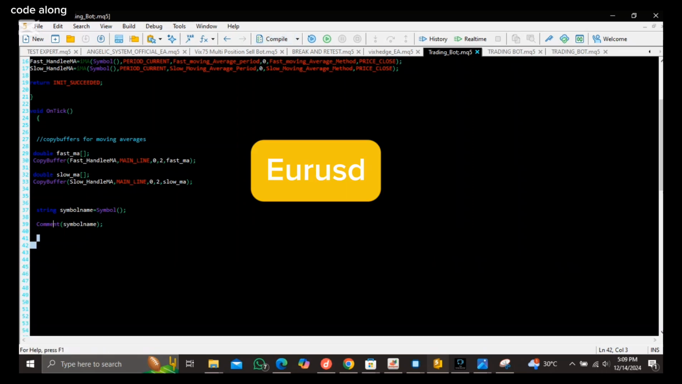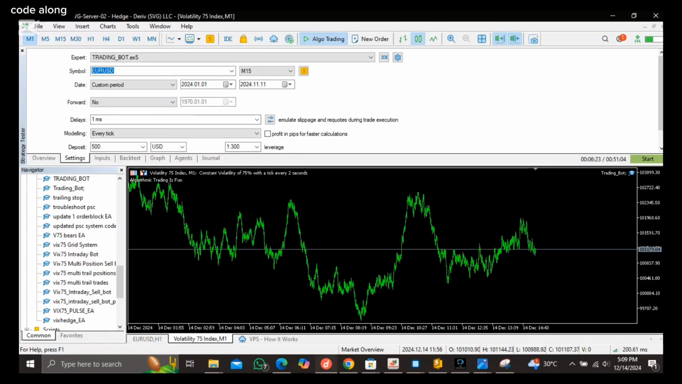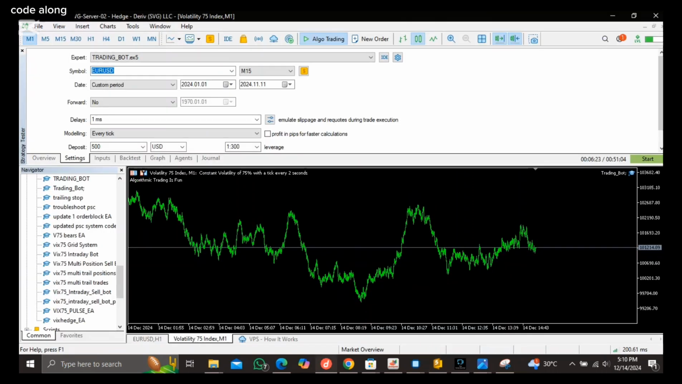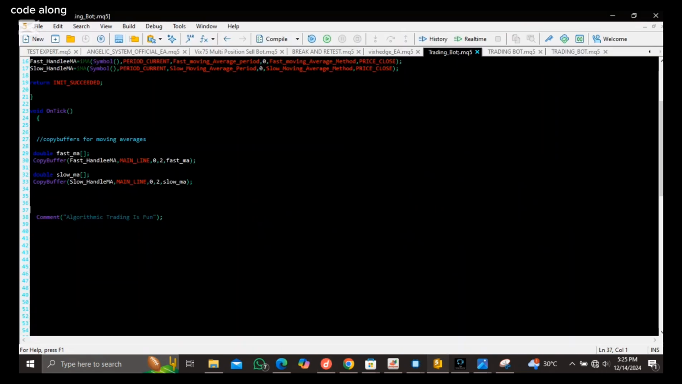Here is another predefined function we've been using. Comment. This function is used to output a comment or message to the console. Example: Comment("Algorithmic trading is fun"). When calling a predefined function, we need to make sure that we pass in the correct parameters and that we use the correct return type.